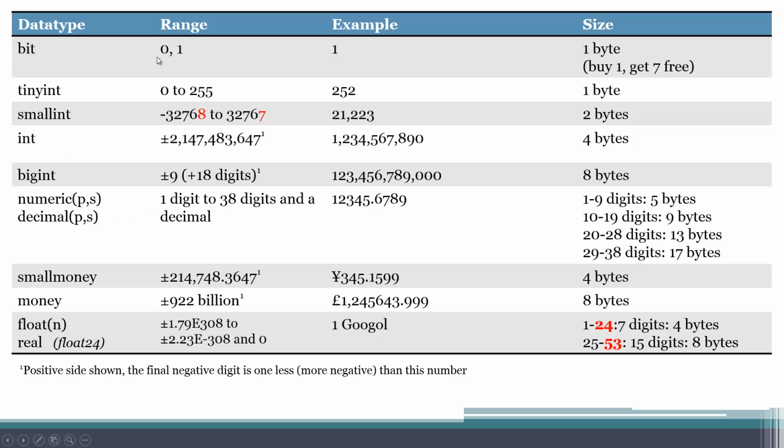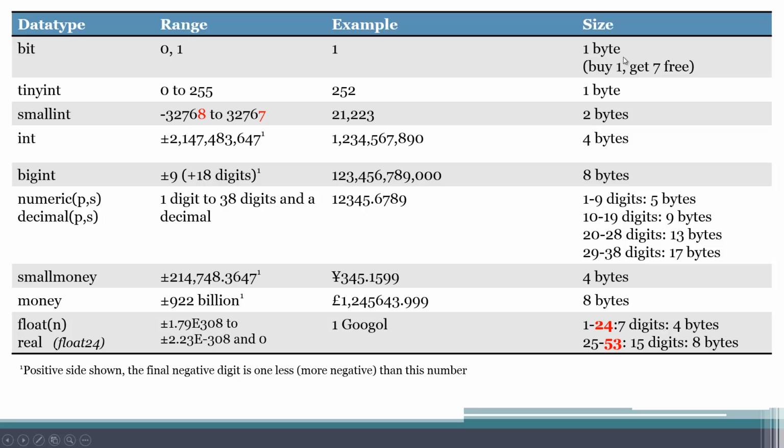So a bit data type can hold 3 values, 0, 1, and then null, which means it's either 0 or 1, but we don't know which one it is. So example here, an example value, of course, is 1. Another example would be 0. Now the storage for a bit, how much space it takes up, is 1 byte.